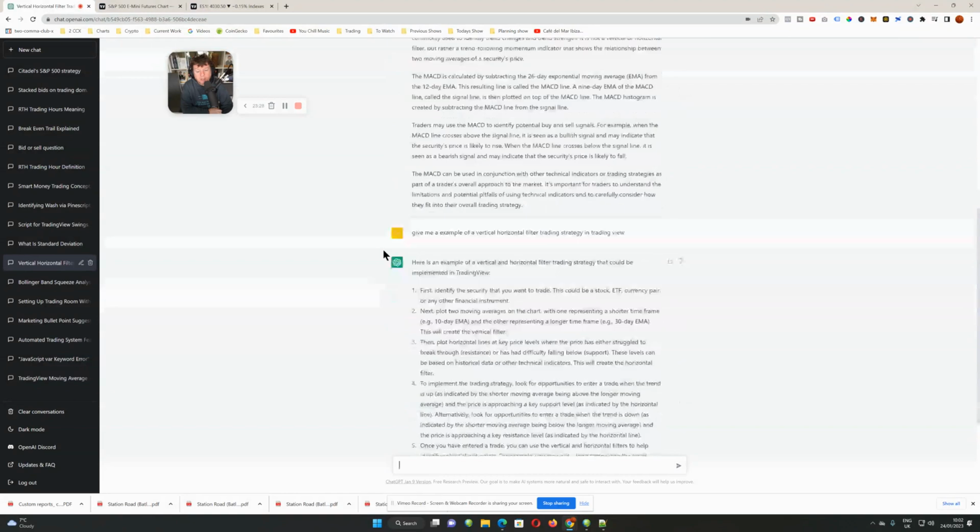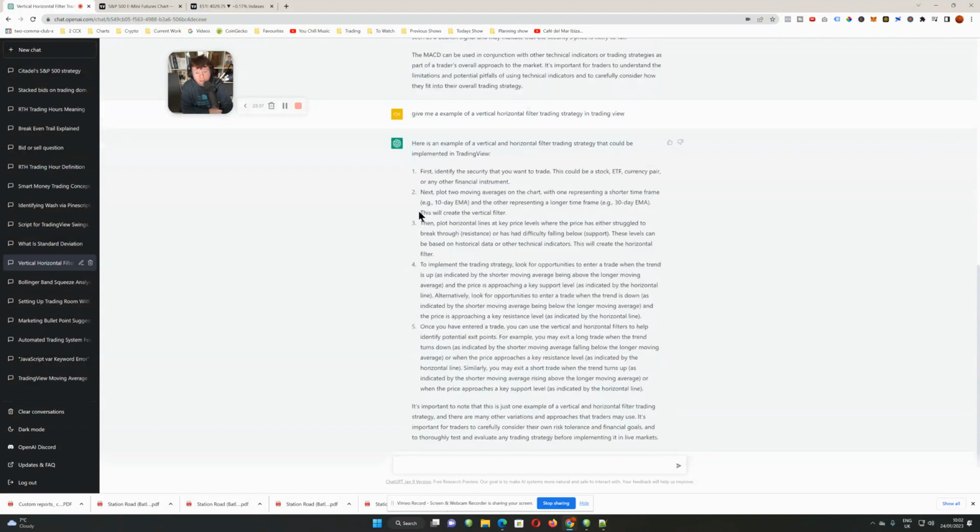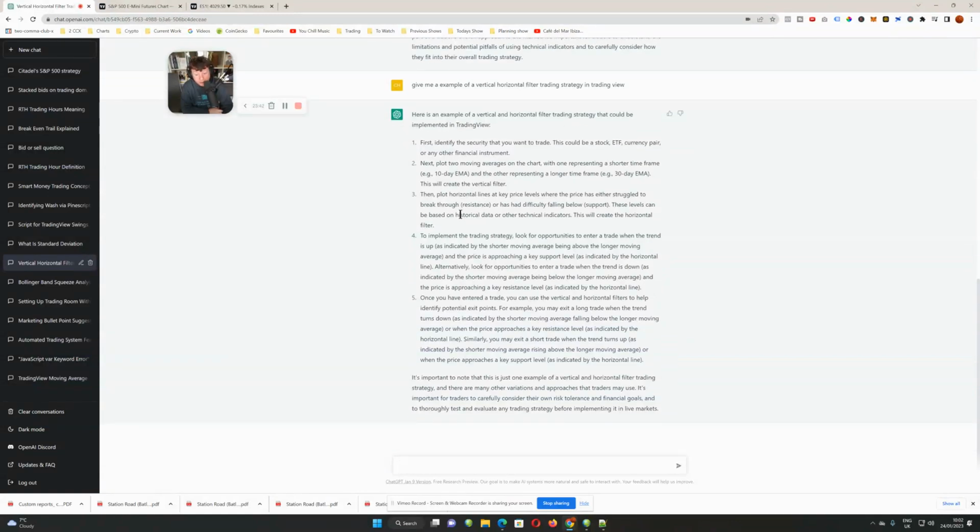So then I go on to say, give me an example of a vertical horizontal trading strategy in TradingView. So again, it delves down and says exactly what you need to do. So this is really, really good. So now I think we've covered a lot about what ChatGPT can do for trading and how it can help you with terms.